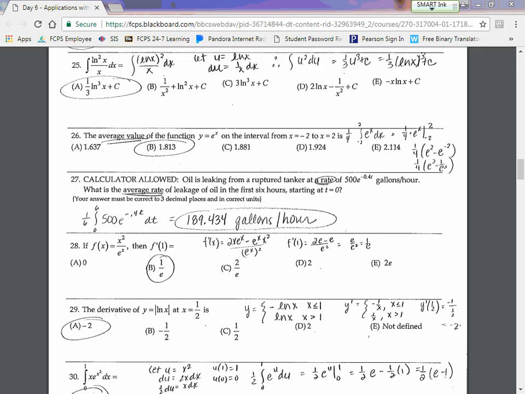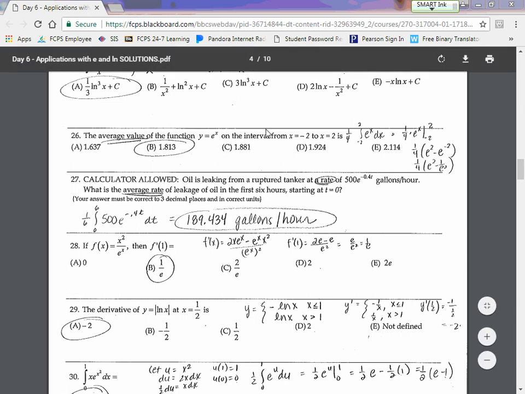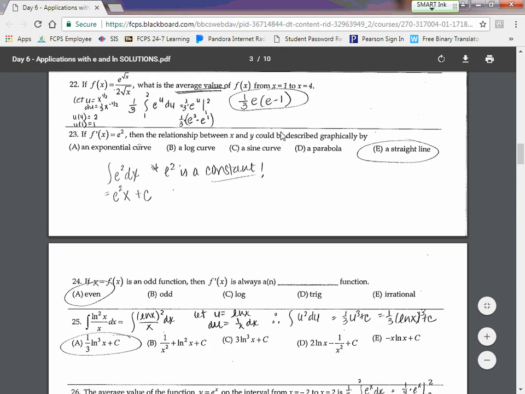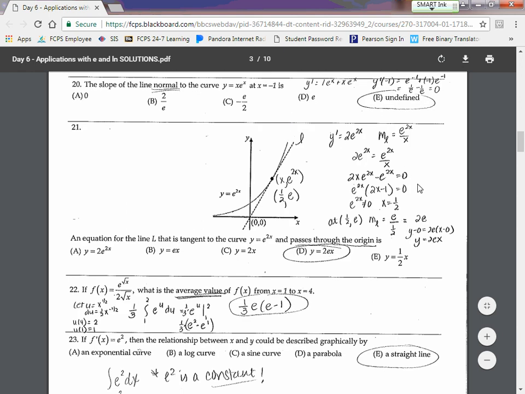Alright, so turn in your packet to 21. Is that the one with the limit? The graph. Okay.